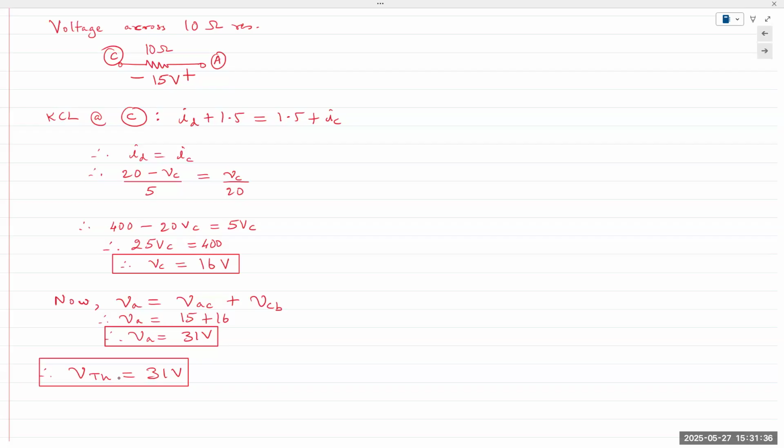Because in superposition, what do we do? We analyze with one source active at a time, right? So if one source is active at a time and you apply superposition, what do we obtain? We want to find VA, right?